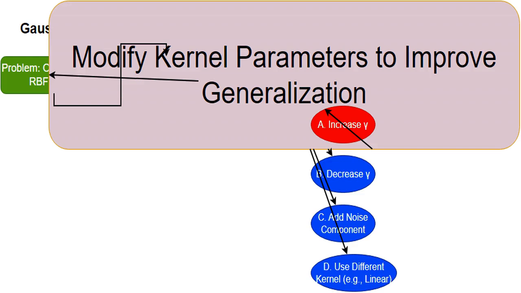I would avoid this. Increasing gamma makes the RBF kernel sensitive to small changes. The model becomes too complex, focusing heavily on individual data points. This leads to overfitting and poor generalization on new data. It's like trying to memorize every detail instead of understanding the big picture.